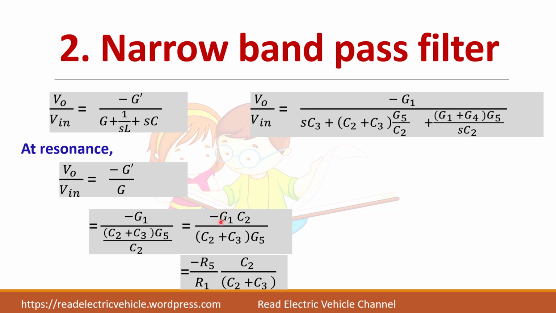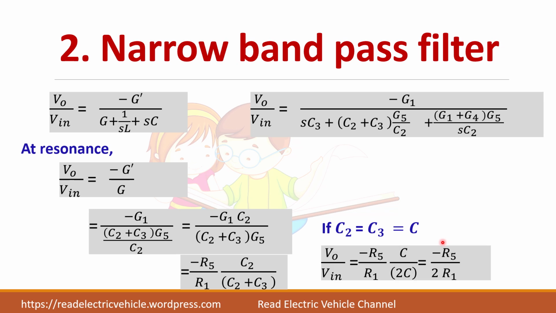So here instead of G1 I can write 1 by R1. G5 is 1 by R5. So it comes as minus R5 by R1 into some capacitance term. So if I take all capacitance values to be equal, then my gain is going to be minus RF by 2R1. So this is like an inverting amplifier, minus feedback resistor divided by input resistor. So this is the gain of the op amp band pass filter at resonance condition.